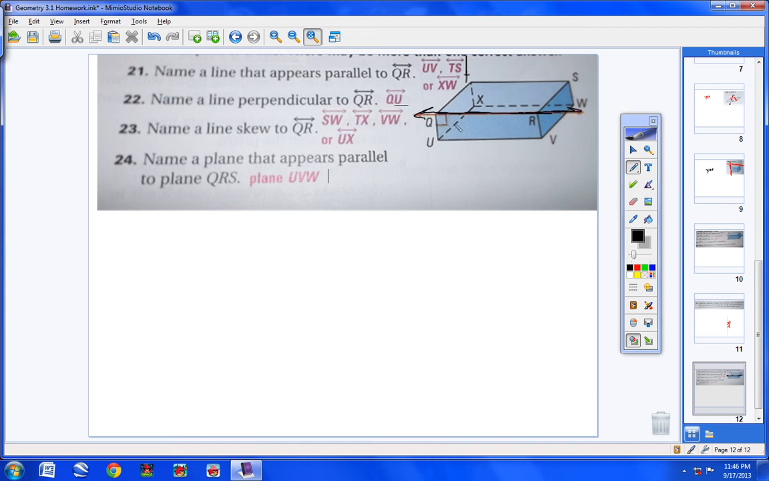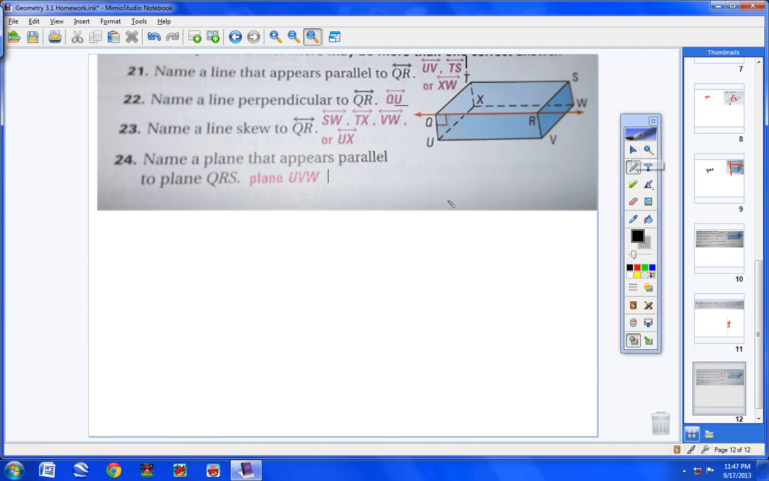That means it would fall in the same plane. Well, UV would be parallel, I would say. This is supposed to be a T right here. If you look in your book, you'll see that. I would say TS is parallel to it. And I would also say XW is parallel. So any of those answers would be sufficient. All right? Okay, let's continue on and take a look at 22.